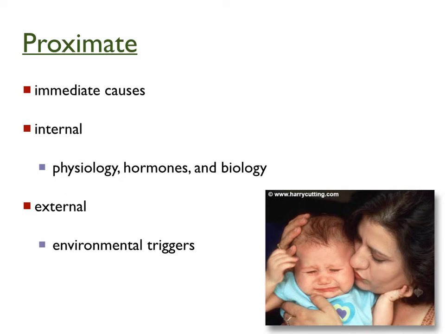There's also external causes like environmental triggers. So why is this person crying in the picture? Well, maybe it was scared, a predator came by. That would be an external cause. An internal cause might be, well, this person is hungry, and that's why she's crying. So those are proximate immediate causes.